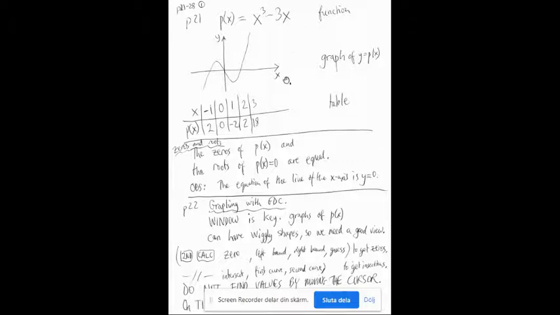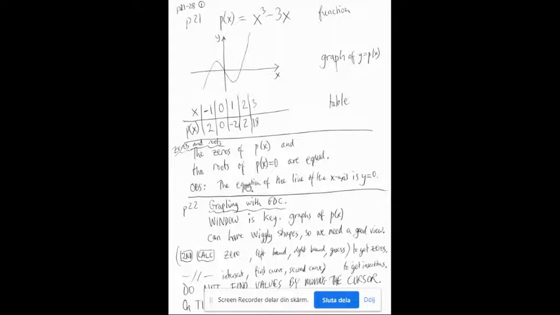There are two keywords that we need: zeros, in Swedish nollställe, and roots, in Swedish rötter. The zeros of the function p of x and the roots of the equation p of x equals 0 are equal. However, we have to be careful with these words: when we're talking about the function, we should always use the word zeros, and when we're talking about the equation, we should always use the word roots.